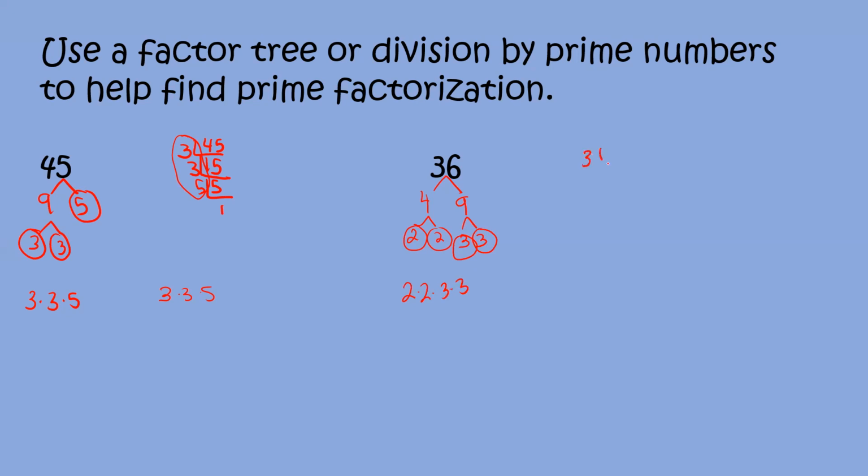Now, division by prime. So 2 goes into 36 18 times. 2 goes into 18 9 times. 3 goes into 9 3 times, and 3 goes into 3 1 time. So there's my prime factors. 2 times 2 times 3 times 3.